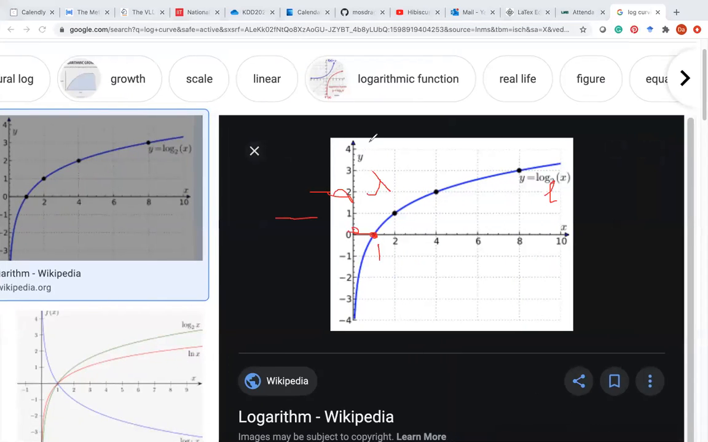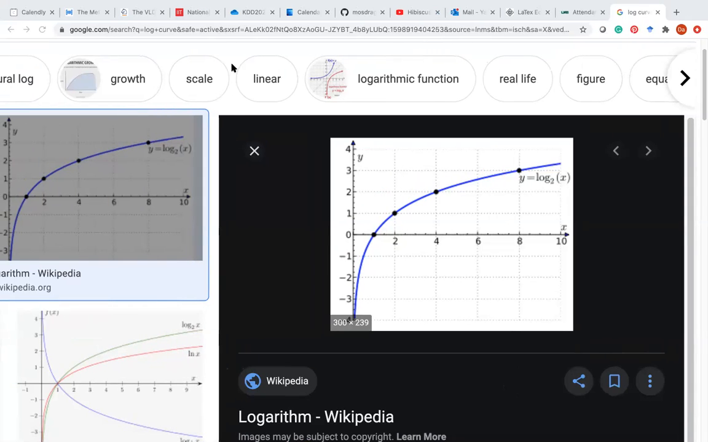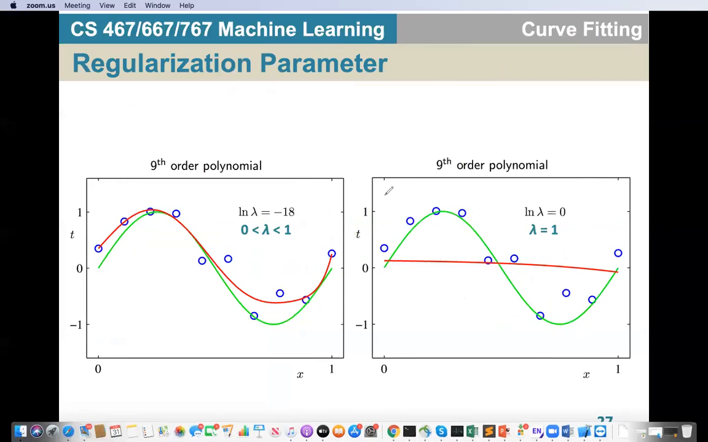So here, let's consider, how to say this? This is x, right? Lambda is log x. Y is log lambda, okay? So when y goes to negative infinity, your lambda is actually 0, okay? When your lambda goes to 1, your y finally pops up to 0, okay? So that's why we are using this scale.